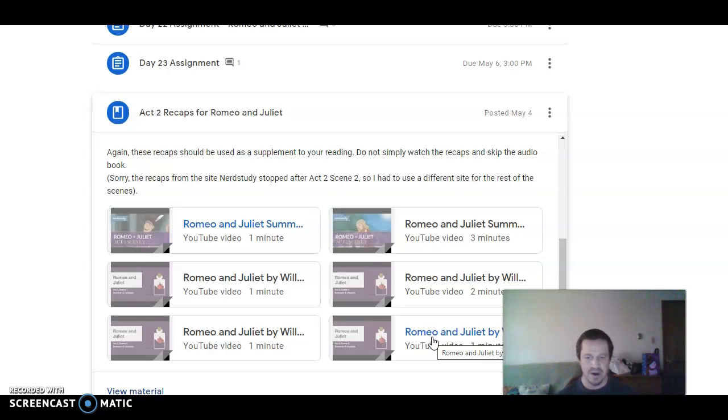Yet he's agreeing to marry them when they just met. So a little bit hypocritical by Friar Lawrence, telling them to kind of slow down. Yet he's rushing things by getting them married, again, the day after they met each other. So that's my personal recap of Act 2, Scene 1 through 6.